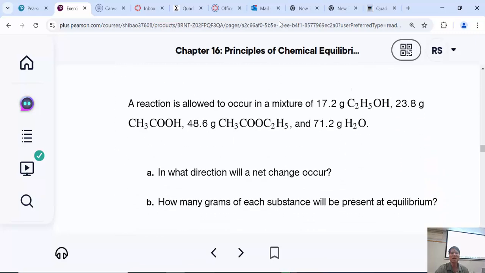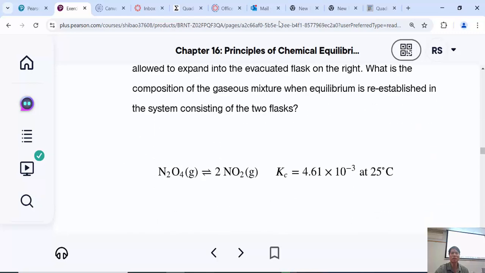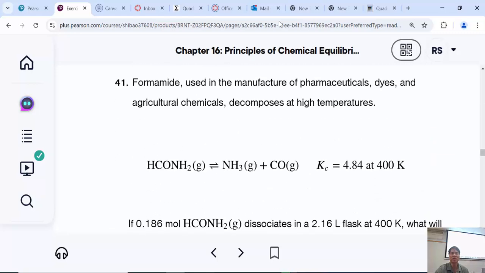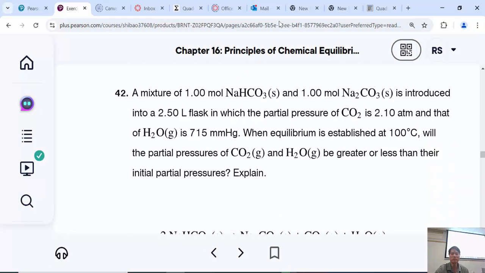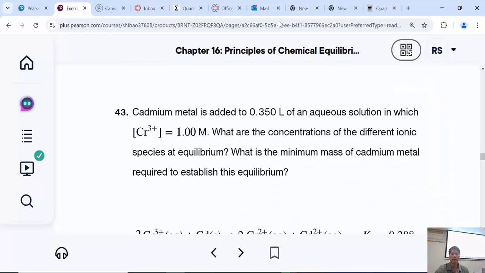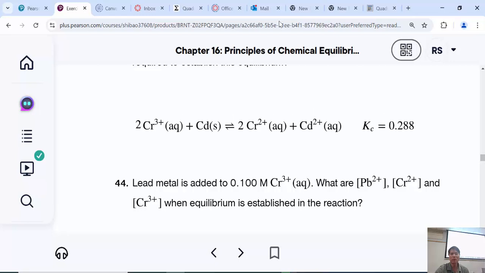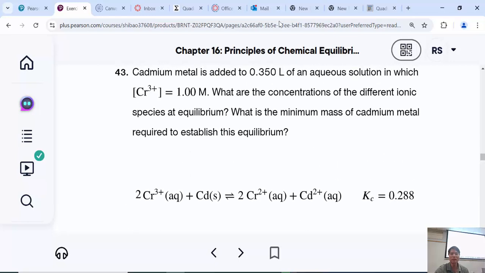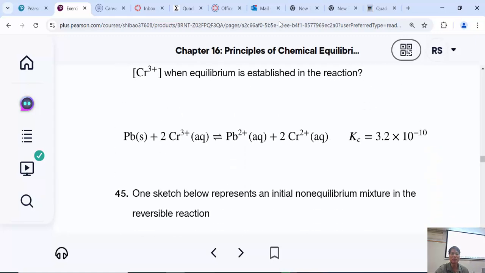So we set up an ICE table. Sometimes it's hard to determine which direction the change is. Sometimes it's easy. You know, it goes to the side with zeros. That's when it's easy. But when they're all non-zeros, then we don't know. Like, for example, this reaction here. We have chromium, but we don't have any of these. So it's got to go to the side with zeros.